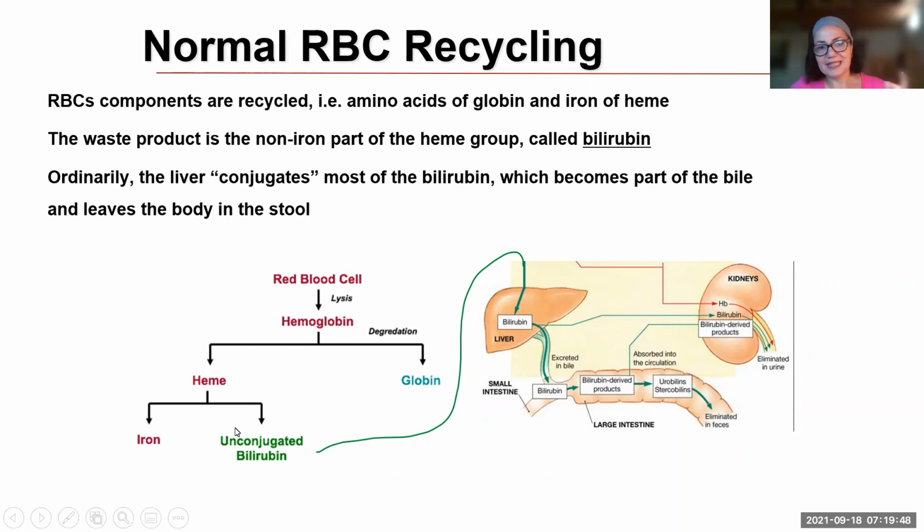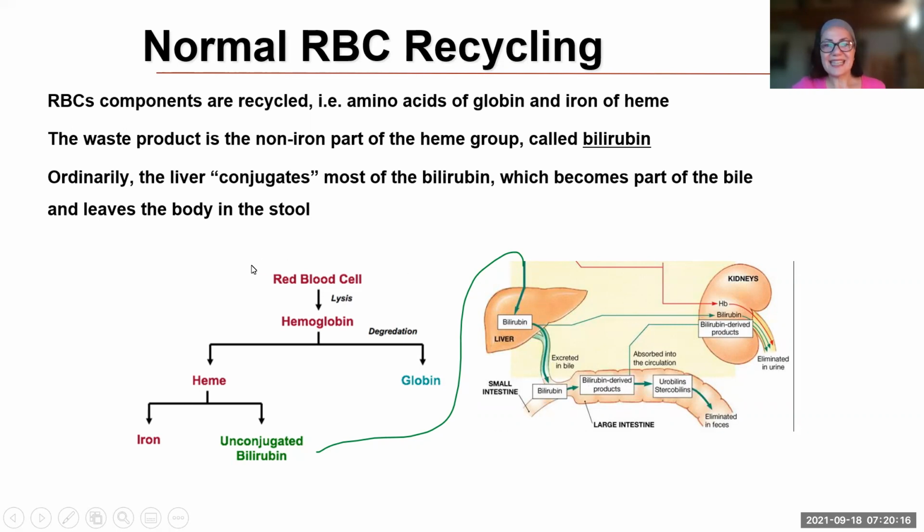Unconjugated bilirubin gets into the bloodstream. In the bloodstream, it eventually finds its way through the liver and the liver conjugates it and then gets rid of it here through the bile. And the bile duct goes to the small intestine and then gets pooped out. Some of it stays in the blood and can get peed out.